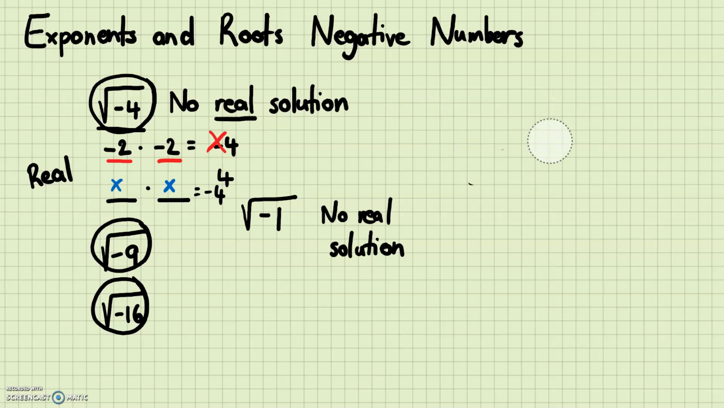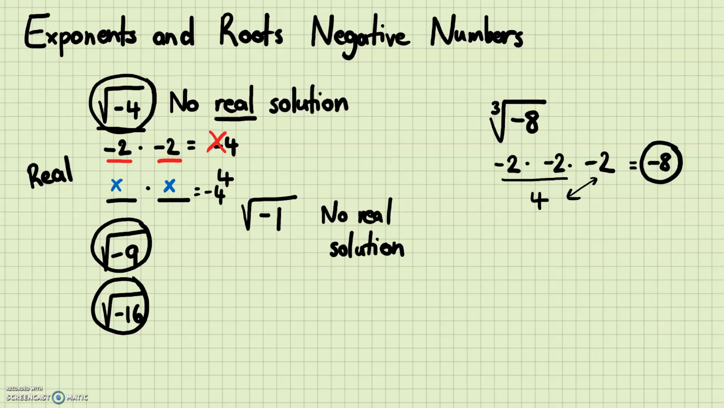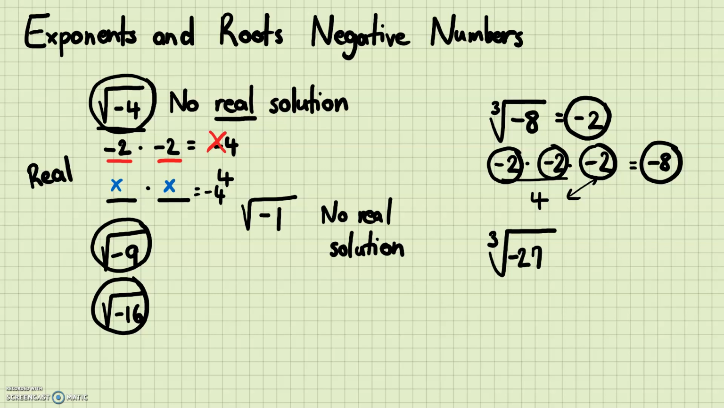But if you are taking a cube root of a negative number, for example, let's say we're taking a cube root of negative 8, there is a solution. Because if you do negative 2 times negative 2 times negative 2, the first part is going to be positive 4. Positive 4 times negative 2 equals negative 8. So there is a real number that when multiplied 3 times with itself gives you negative 8. And same thing with other cube roots. Negative 27: negative 3 times negative 3 times negative 3, the first part gives you 9, and 9 times negative 3 is negative 27. So negative 3 is a solution for this one.